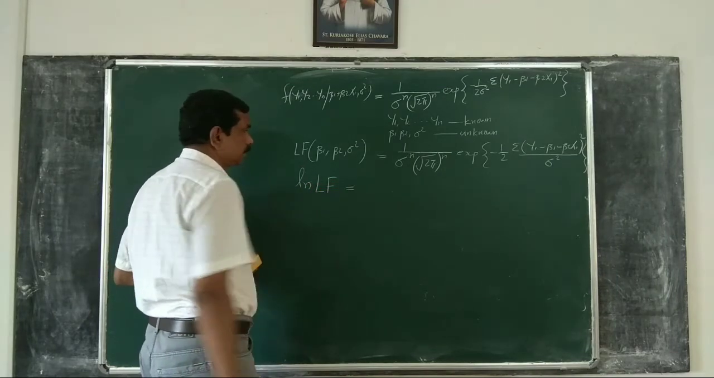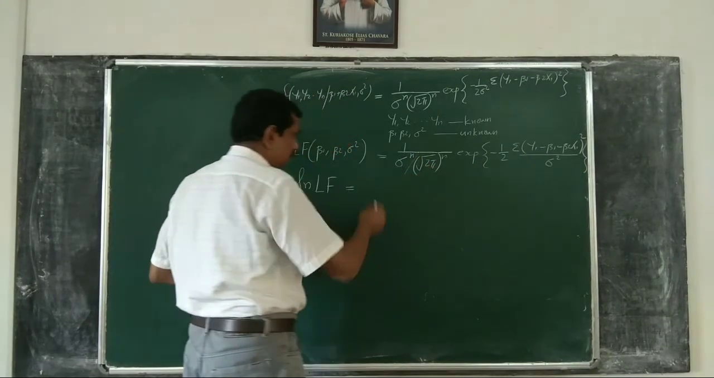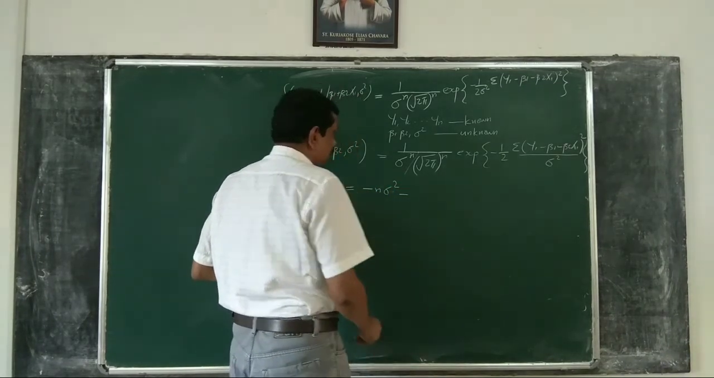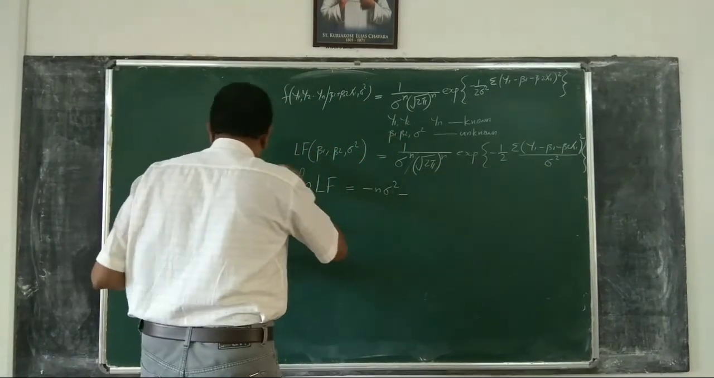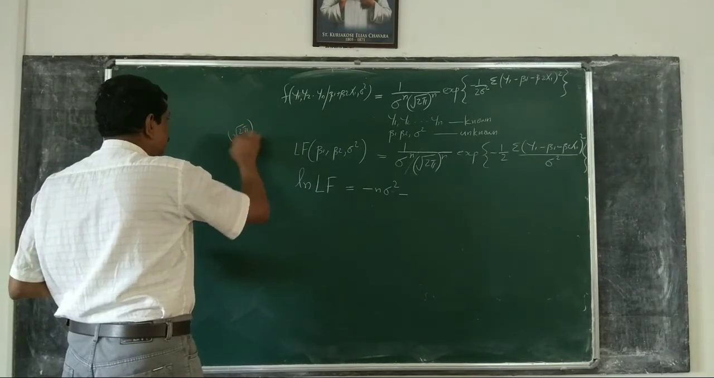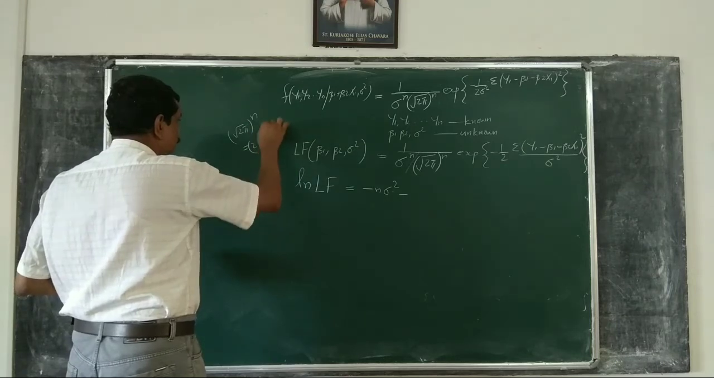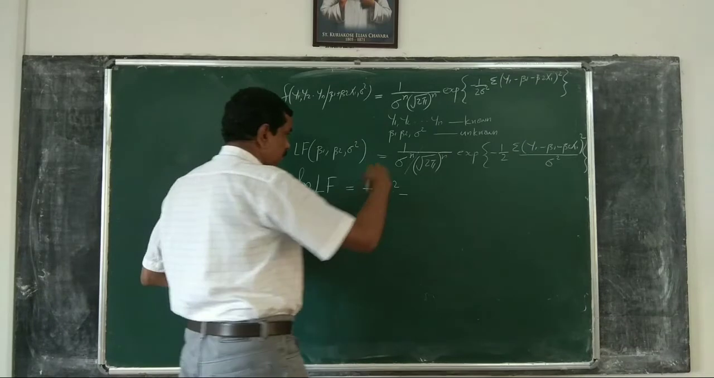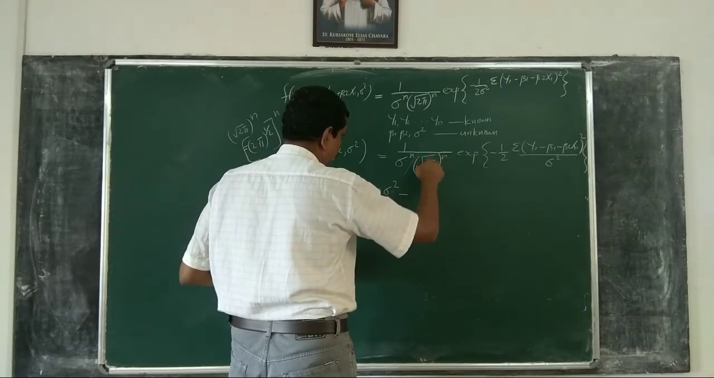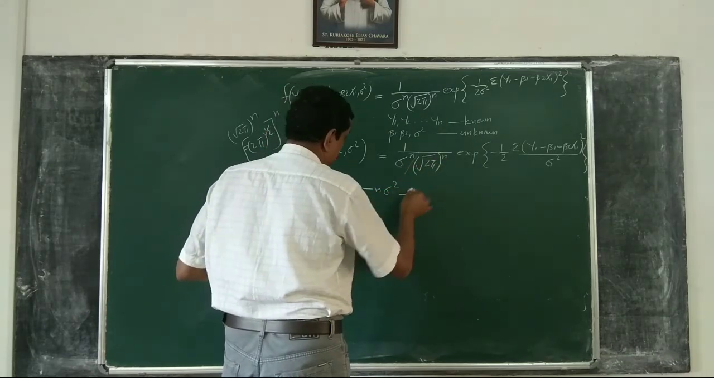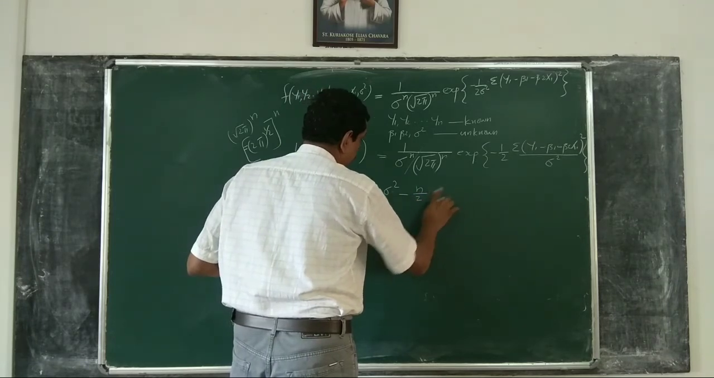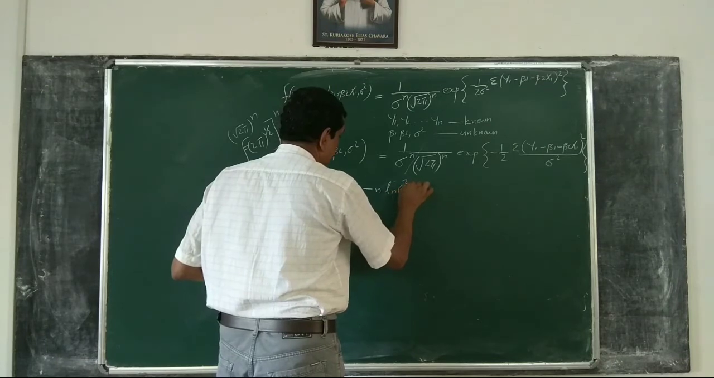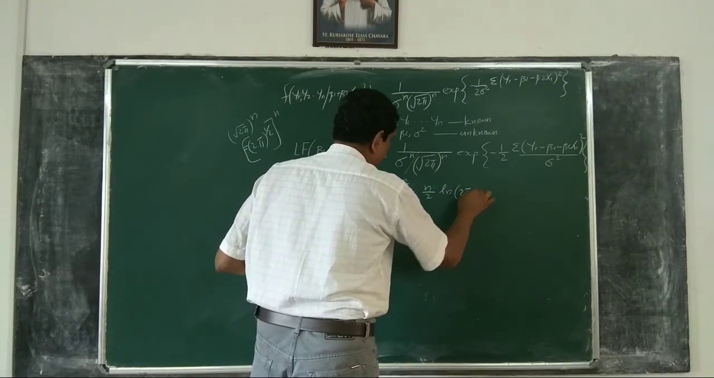ln LF is equal to, the first quantity can be written as sigma raised to minus n, and its log is minus n ln sigma. Then root 2 pi raised to n is equal to 2 pi raised to 1 by 2, all raised to n, so 2 pi raised to n by 2, and 1 by root 2 pi raised to n is 2 pi raised to minus n by 2. Its ln is minus n by 2 ln 2 pi.